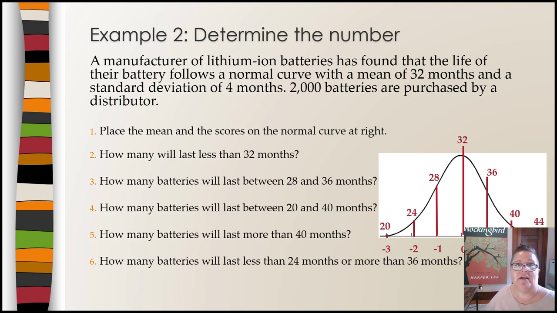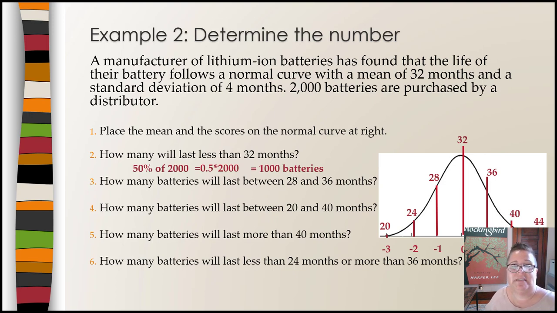Using yellow, I'm going to find my 32, and I'm going to highlight everything less, that is everything to the left. Being sure to go beyond 3 standard deviations because I want to include even the numbers that are below 20. When you look at this, you see that you have 32 and everything to the left. This is half of our data, so this would be 50% of the 2,000 data points, or 0.5 times 2,000, which is 1,000 batteries. We would expect 1,000 batteries will last less than 32 months.